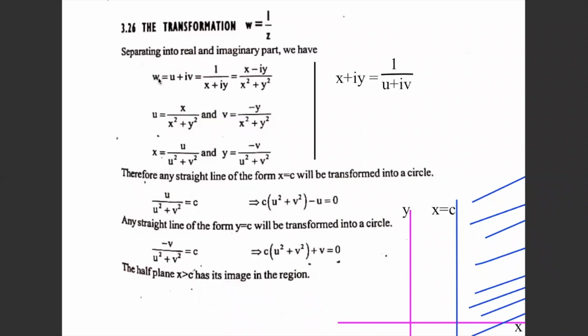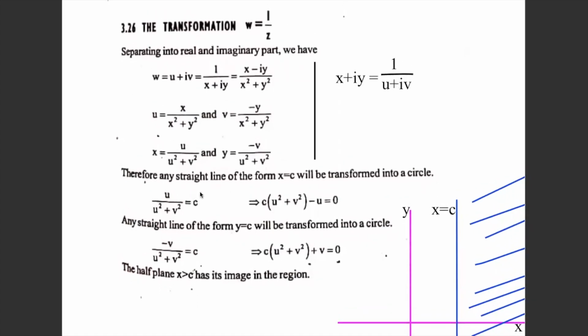Now if U plus iV equals 1 by X plus iY, or X plus iY equals 1 by U plus iV, then similarly, just multiply this complex number with the conjugate of U plus iV. So you will get X is equal to U by U square plus V square, and Y is equal to minus V by U square plus V square.